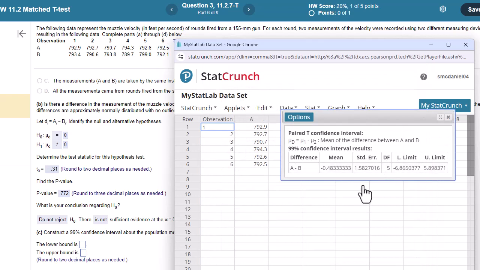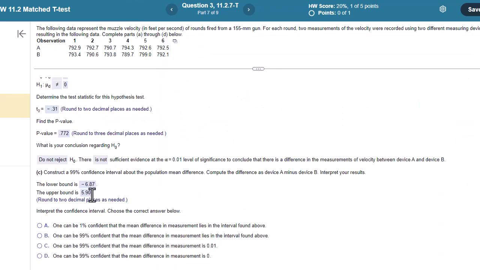Press compute. Our lower bound, to 2 decimal places, is -6.87, and the upper bound is 5.90. So what does this mean? We're 99% confident that the mean difference is in this interval. Yep, B.